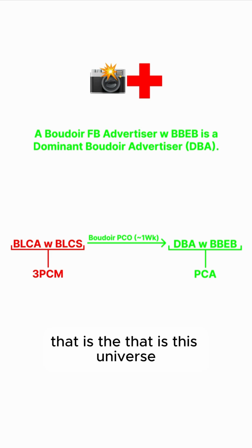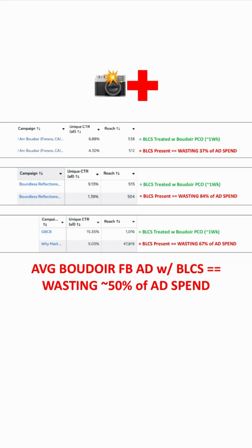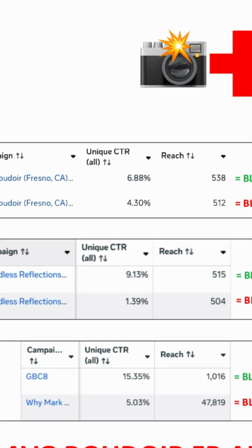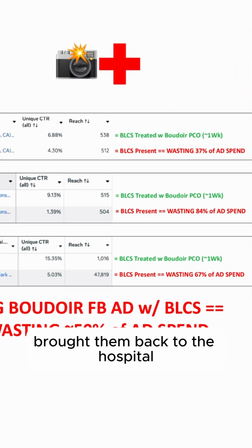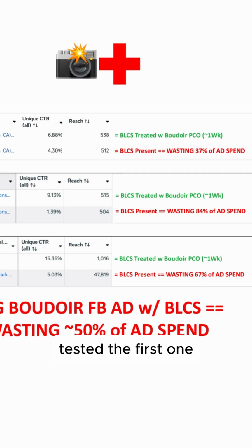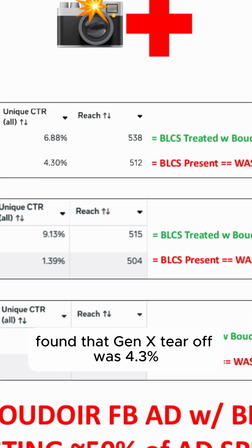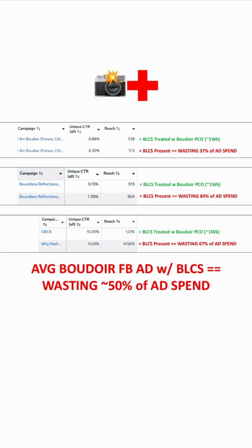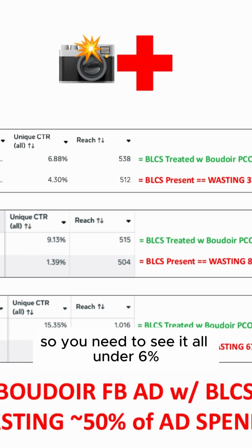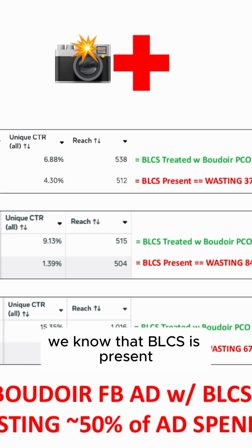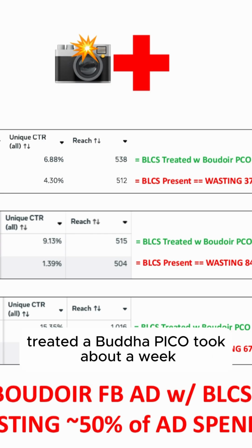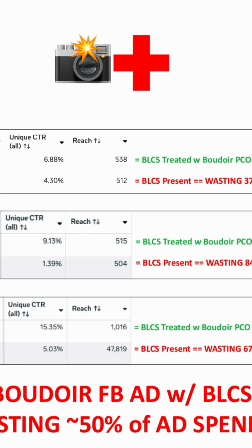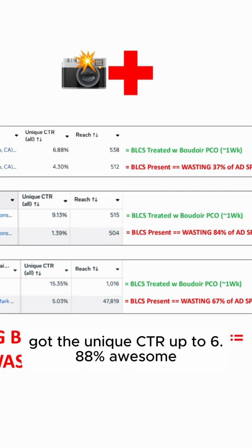That is this universe. So my residency went out there, found some Boudoir Facebook ads out in the wild, brought them back to the hospital, and tested the first one. Its unique CTR was 4.3%, so under 6%. We know that BLCS is present. All right, so we duplicated it, treated it with Boudoir Pico, took about a week, and got the unique CTR up to 6.88%.